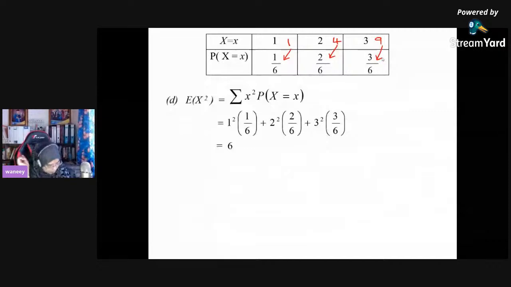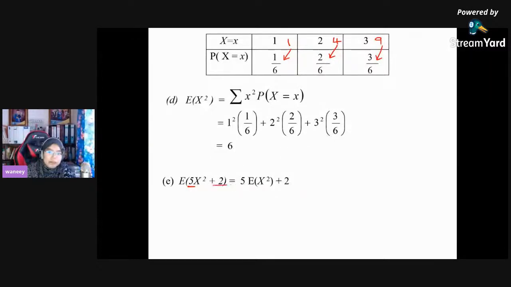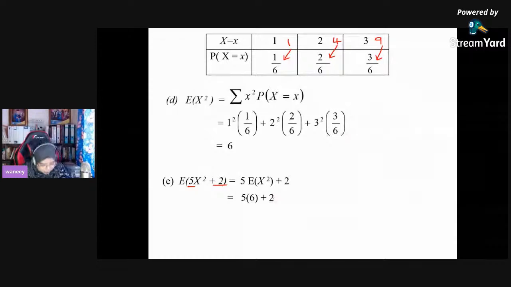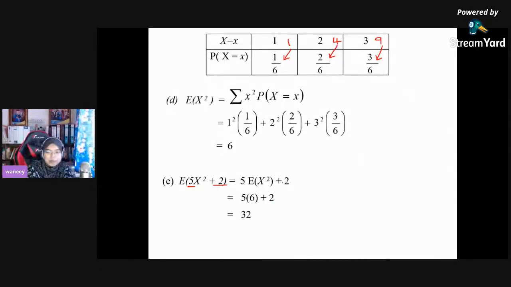And then for the E, we have to calculate the expectation of 5x squared plus 2. So again, we are using some properties over here. So we have some constants. So this is 5 times expectation of x squared plus 2. So expectation of x squared, we already calculated earlier, which is 6. So this is 5 times 6 plus 2. Okay, so that is for E. F, expectation of y, if y is equal to 3x plus 1.